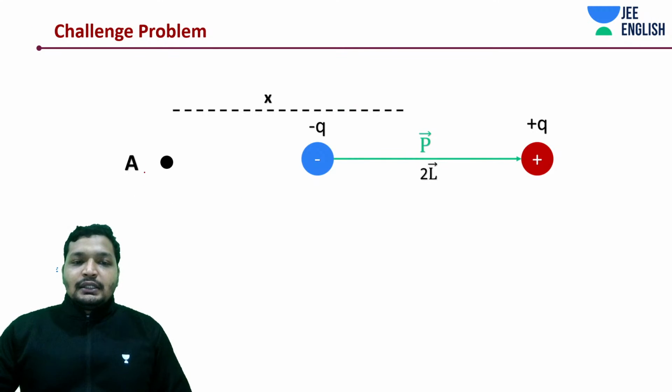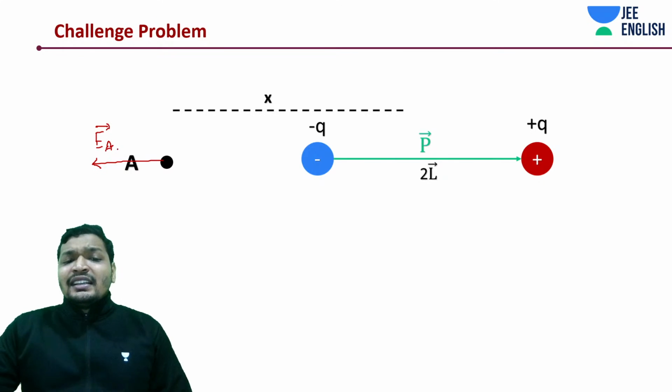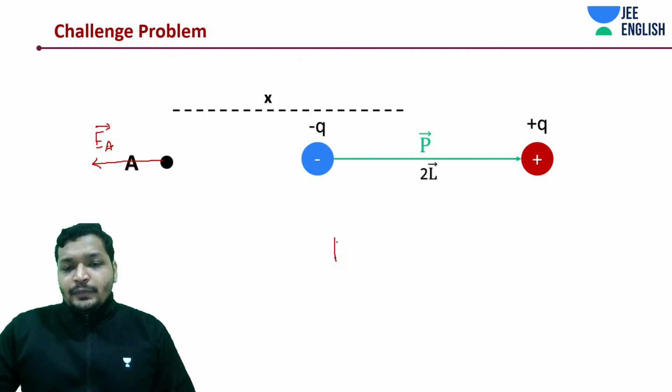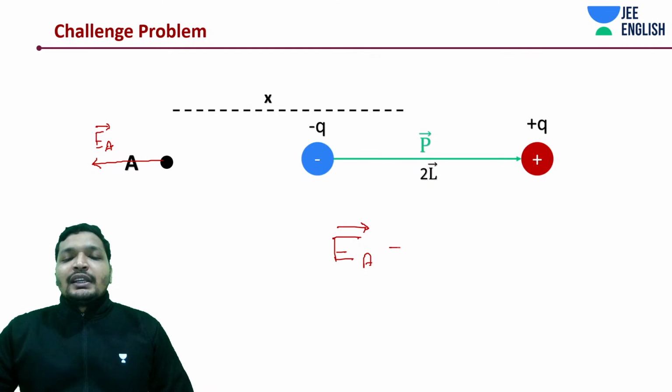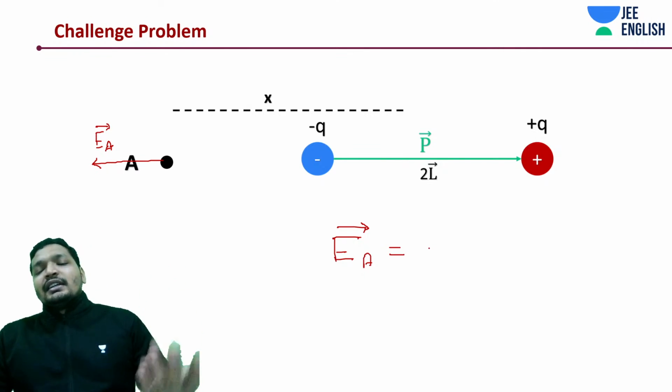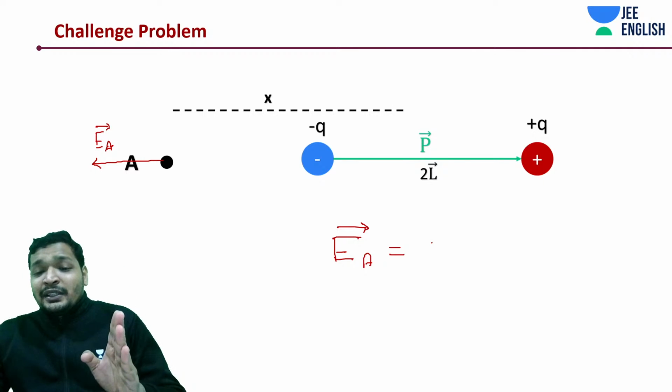Let me do something like this. Electric field should be in this direction, right? So can I simply... I know we still need to do the calculation, but just from your intuition, can you guess this? Something like this? All right, yeah, I got your point. So your electric field should be how much?